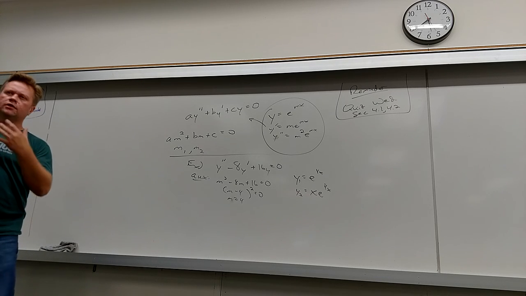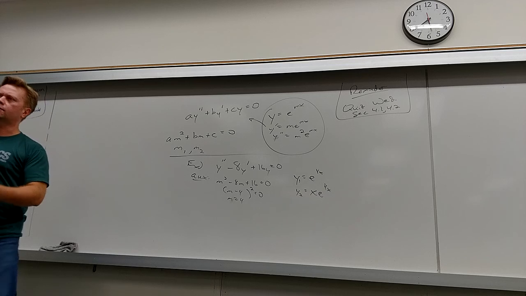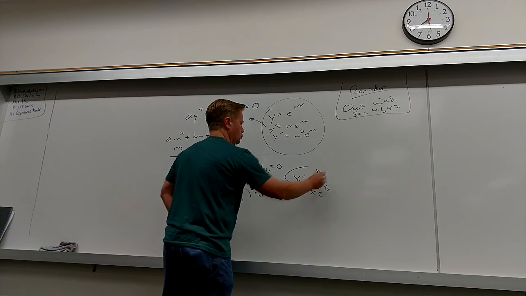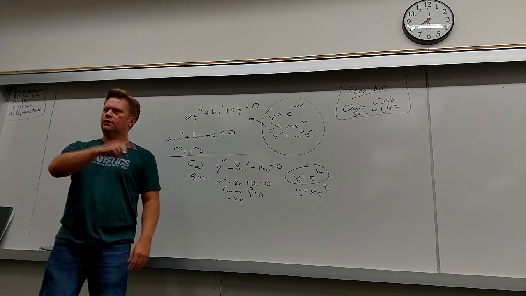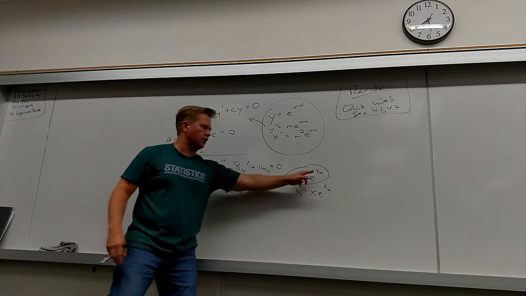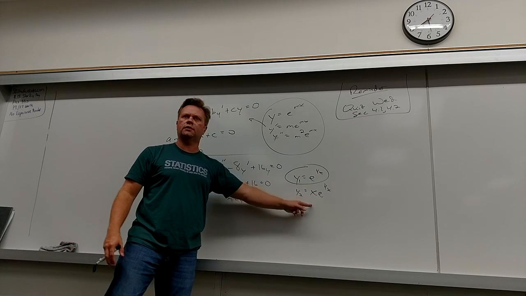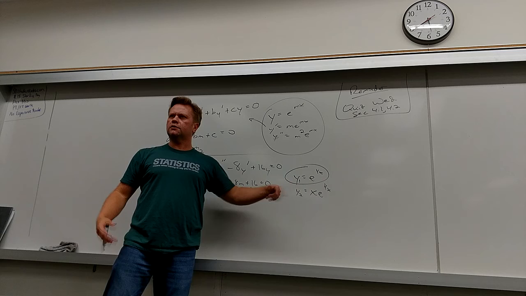And again, you have to go back to why this works. If we knew one answer, we used reduction of order to get the other answer, and we realized no matter what number is here, the same thing would happen. So now we can make this a general rule.